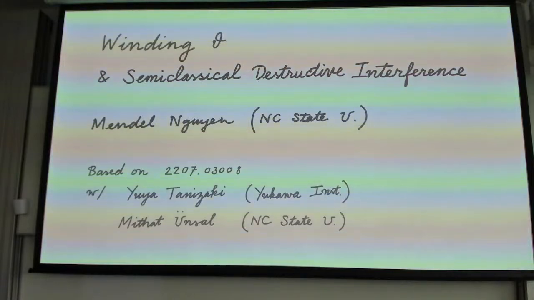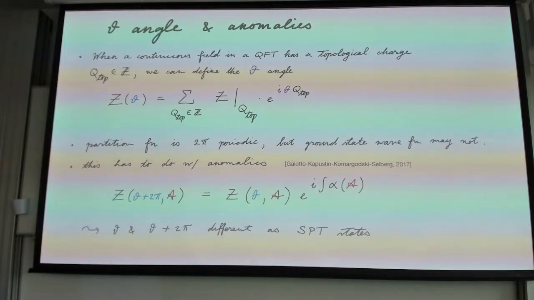So I'm going to be talking about the theta parameter and what happens when it's winding, and how to study it in semiclassics. Let me just start with some basic remarks about the theta angle. Whenever there's a continuous field in a quantum field theory that's classified by an integer topological charge, then we can define the theta parameter like this. We just modify the Boltzmann weight of a field configuration by e to the i theta times the topological charge. And from this we see that the partition function is 2 pi periodic.